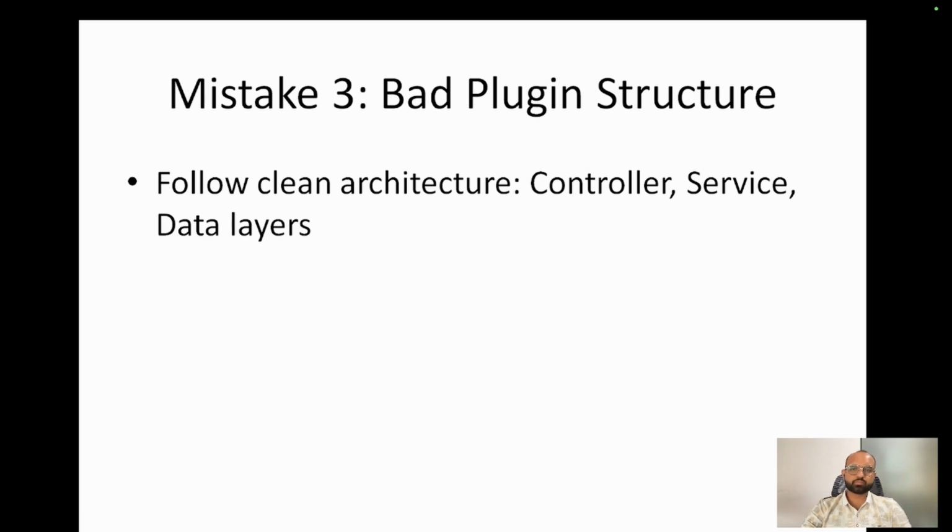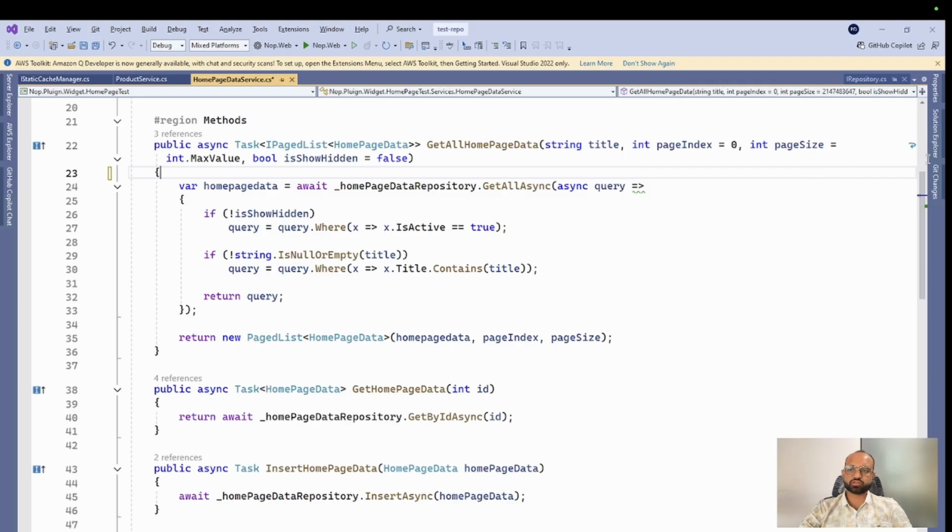Mistake 3: bad plugin structures. Follow the clean architecture: controller, service, and data layers. In the first video, I showed you the architecture of the plugins, the architecture of nopCommerce. Using these structures is most important, because today you are starting with development.